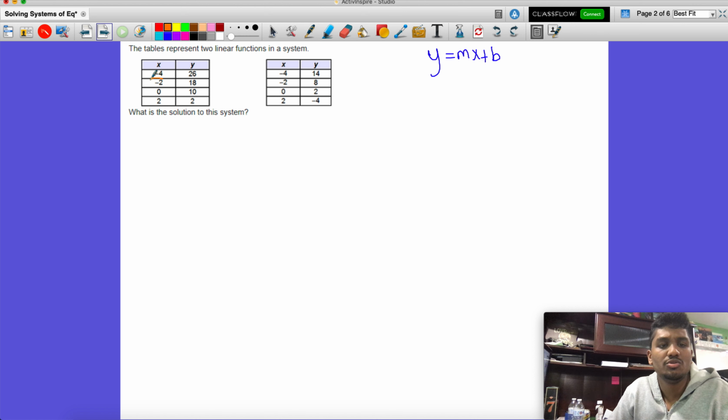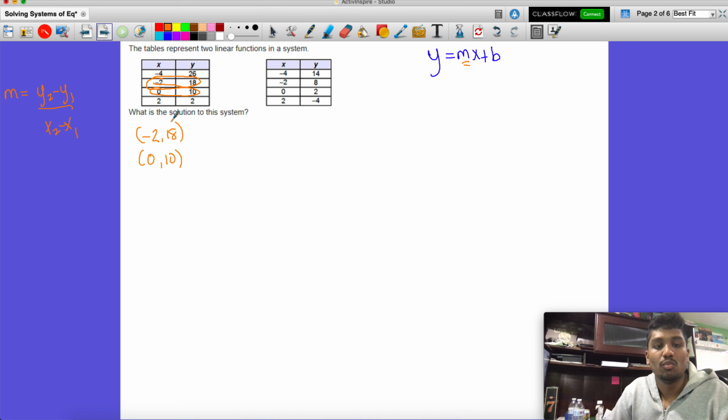Okay, just choose any 2 points. Let's choose this point and this point right there, right? X comma y. So let's choose -2 comma 18 and 0 comma 10. Now remember, the first thing we've got to do is find slope. Slope was m equals y2 minus y1 over x2 minus x1.